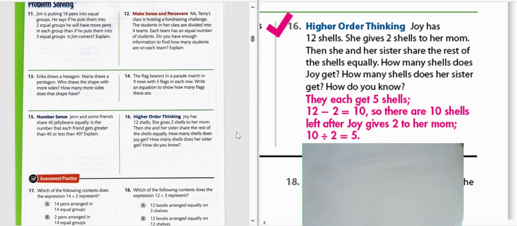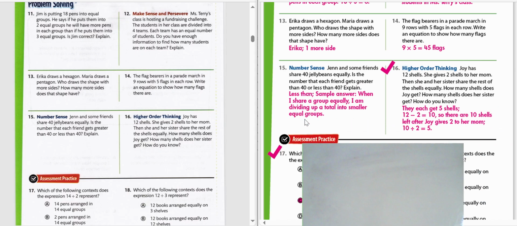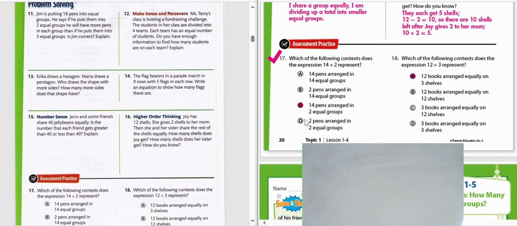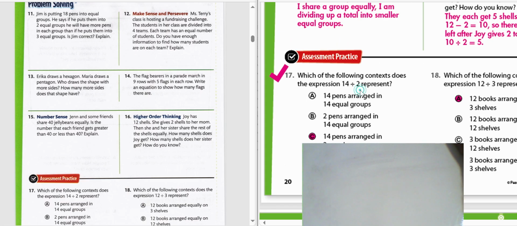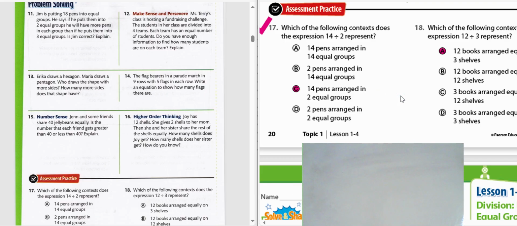Next question, number 17. Okay, to finish question number 16, the last one, the challenge question. Which of the following contexts does the expression 14 divided by 2 represent? 14 means arranged into equal groups. We must choose letter C, 14 divided by 2, because he will divide it by 2, then 14 means arranged into equal groups.